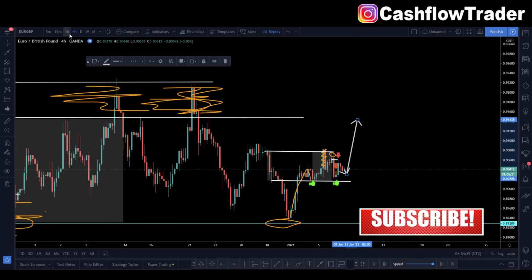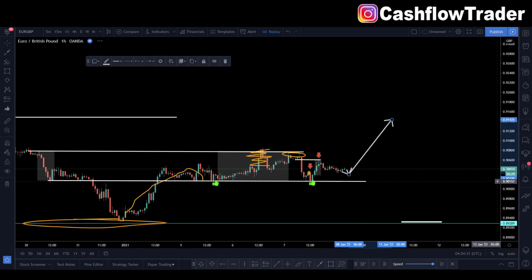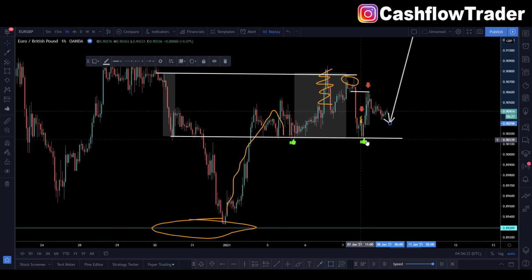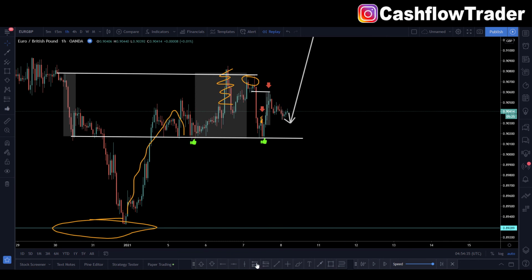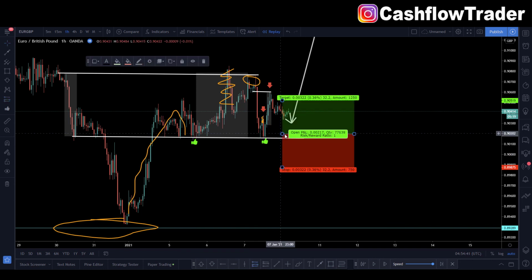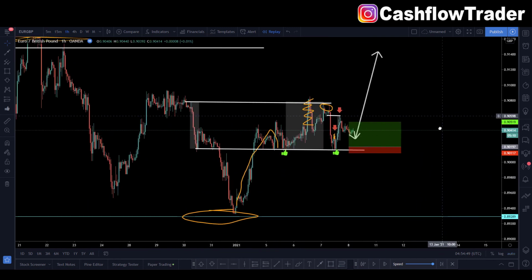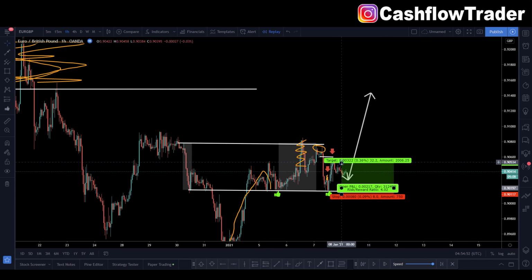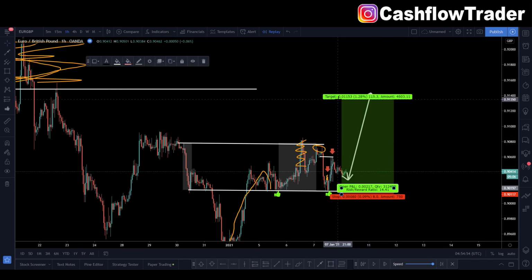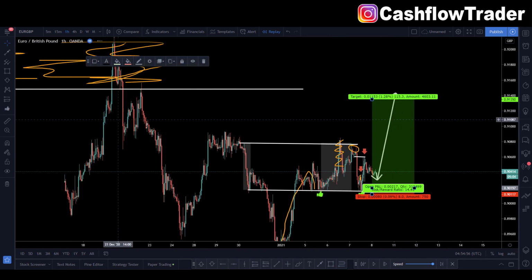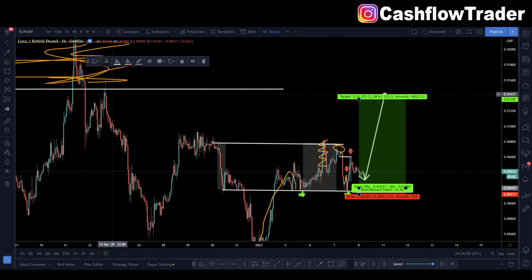And get back down to profits. Let's go down to 1 hour. So how I take my trades is pretty much to put my entry. My entry is around this point. My stop loss is around below these points here. And my take profit is going back to these previous highs.